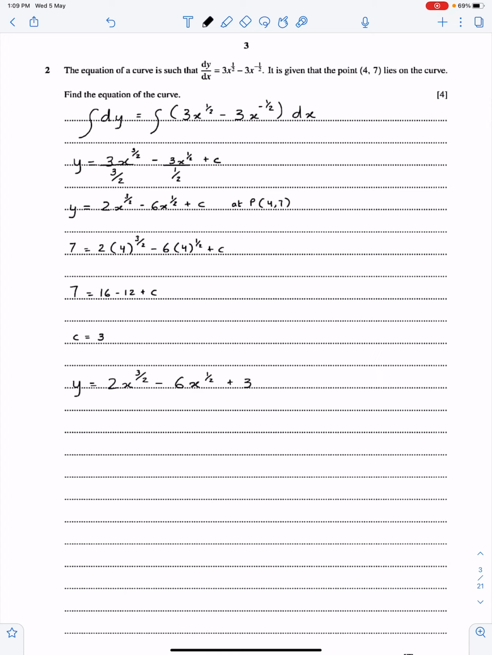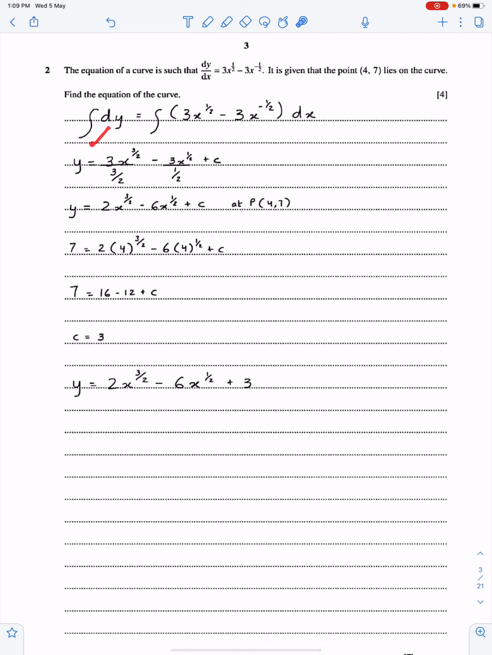Question number 2. The equation of a curve is this. It is given that the point 4, 7 lies on the curve. Find the equation of the curve. By integrating this equation, we can get the equation of the curve.